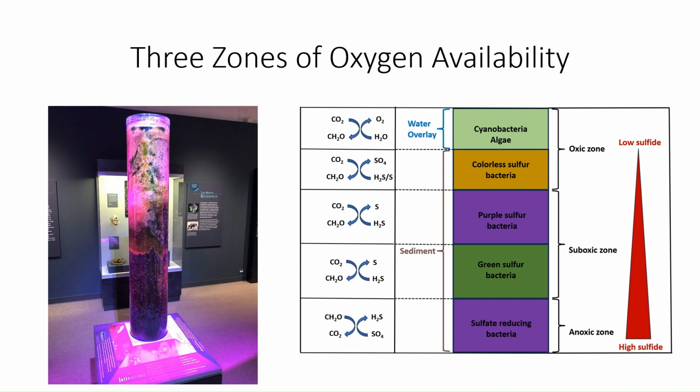And so let's look at this column, and we can overlay it with a figure to the right here, which shows three different oxygen zones of availability. We have our oxic zone and our anoxic zone. And in the middle is what we would call the suboxic zone, or a zone that has suboptimal amounts of oxygen present, or a low amount of oxygen present.